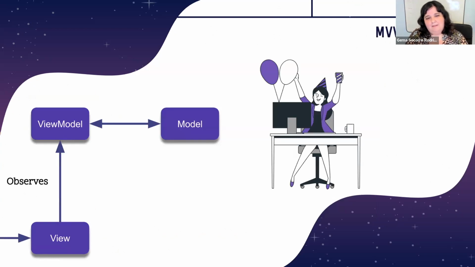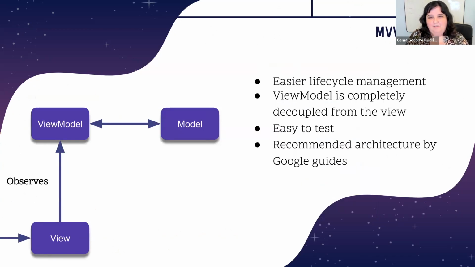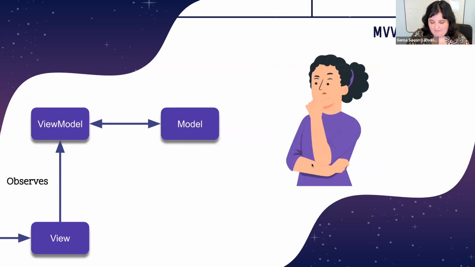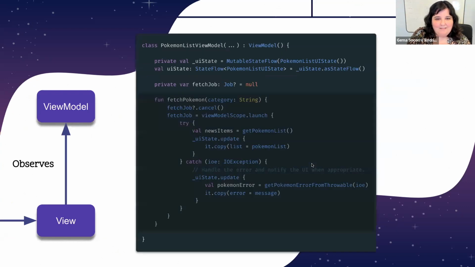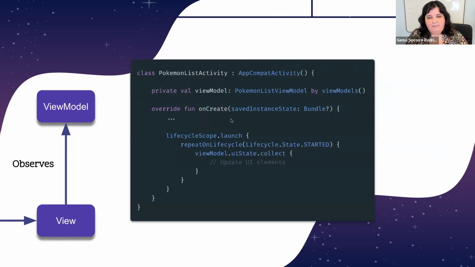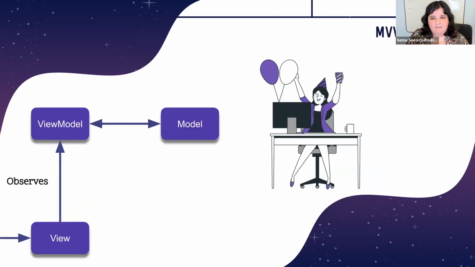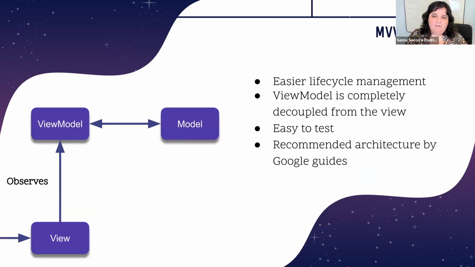So which pros do we have using this pattern? Well, we will have easier lifecycle management. I didn't remark this enough, but here we are using a view model scope. So my jobs are going to be canceled if the scope is canceled. Here we are going only to collect when the lifecycle state is started. So everything lifecycle related is already being handled by the framework. We don't have to mess with that. We don't have to be worried about that.